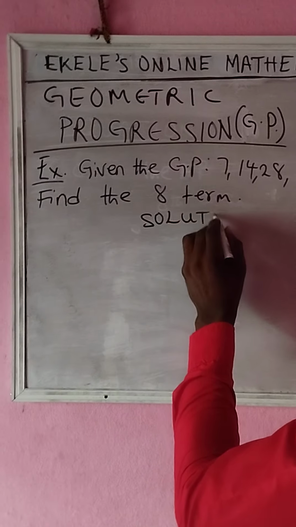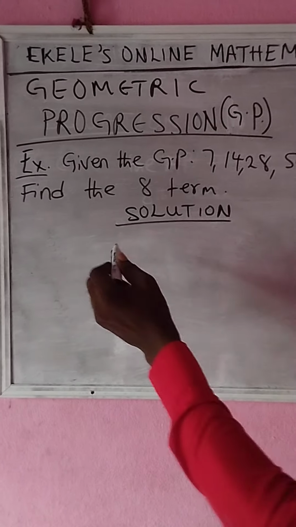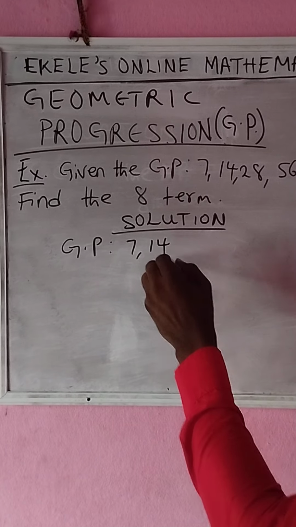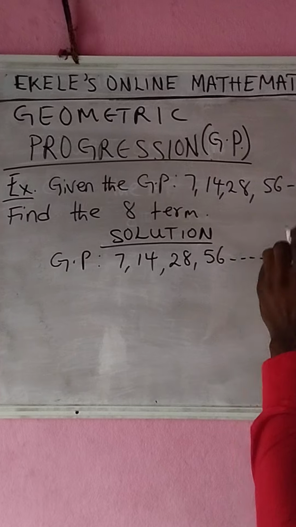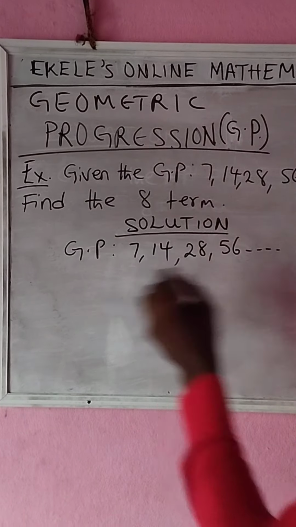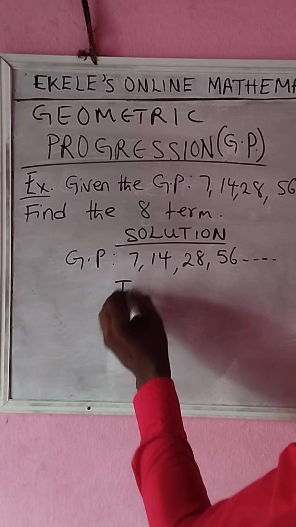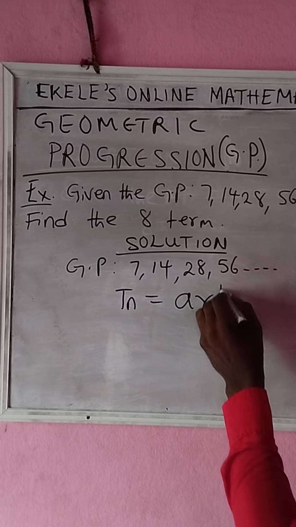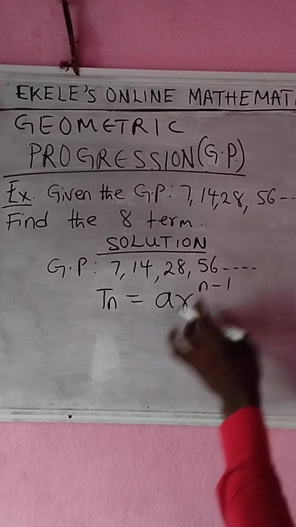Solution. The question says, given this GP, the GP is 7, 14, 28, and 56. Find the 8th term. So the 8th term, how do we get the 8th term? You know that the nth term of a GP is given by Tn equals a r raised to the power n minus 1. Here is a constant formula we use to get this.